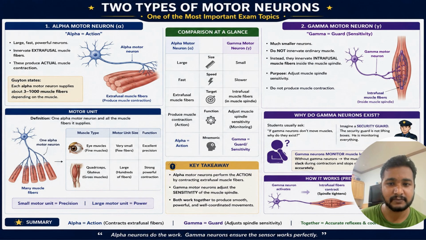Before we study spinal reflexes, we first need to understand the two types of motor neurons found in the spinal cord. The first is the alpha motor neuron. Think of alpha as action. Alpha motor neurons are large and fast, and they supply the extrafusal muscle fibers, the main muscle fibers that generate force. Whenever you walk, lift a book, or pick up a cup, alpha motor neurons are responsible for producing the muscle contraction. Now let's look at the gamma motor neuron.